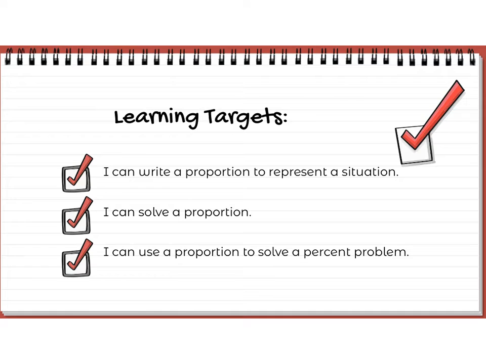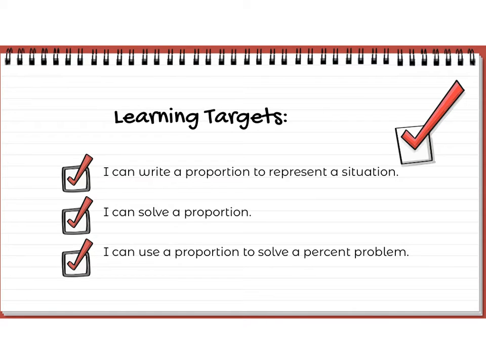So by the end, when you're all done with this lesson, you should be able to write a proportion to represent a situation. We're going to talk about a couple ways to do that. You should be able to solve that proportion. And again, when we did this in class, we had about 3 different ways going. So whichever works for you is fine.